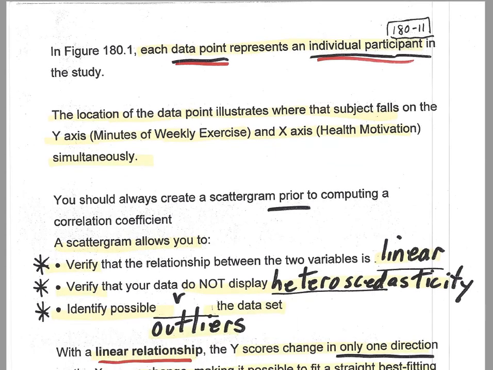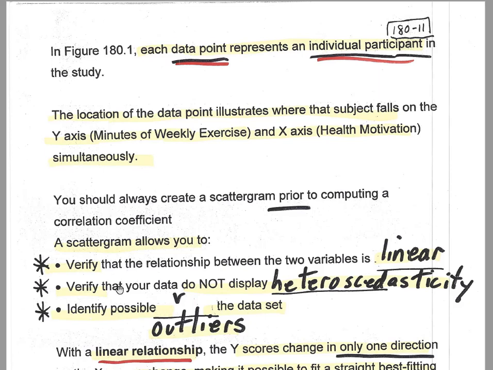Here's some fill in the blanks. I'm halfway down page 180-11. You should always create a scattergram prior to computing a correlation coefficient. A scattergram allows you to check a number of things. It allows you to verify that the relationship between the two variables is linear. In a minute, I'll give you a definition for linear, and I'll show you pictures that illustrate what it looks like when you've got a linear relationship.